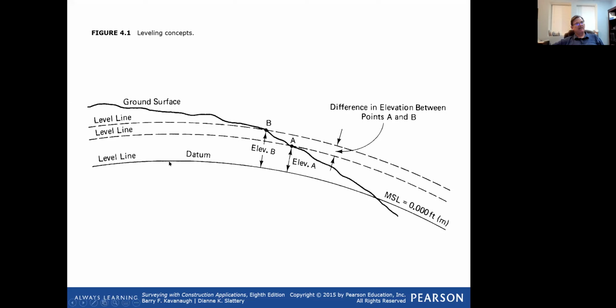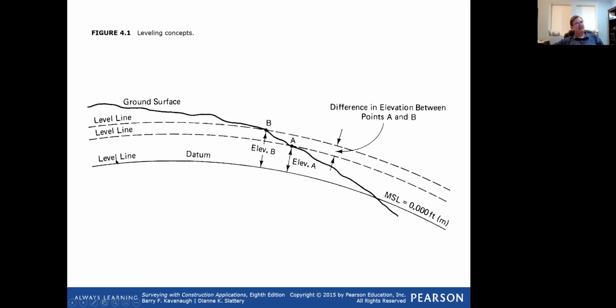This is the idea of leveling. This is, as it says, leveling concepts. So keep in mind we have the ground surface that does this. We've got an earth that is, in theory, perfectly round. We know it's not truly round.